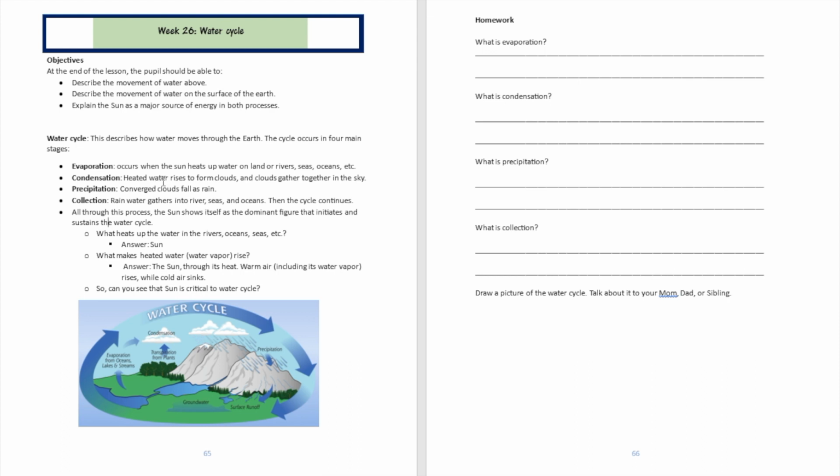Now, when heated water rises to form clouds, and the clouds gather together in the sky, well, that's called condensation. So as water gets heated up, it's going to rise up, and then when it rises up, it's going to gather together to form clouds. Well, that's going to be called condensation.